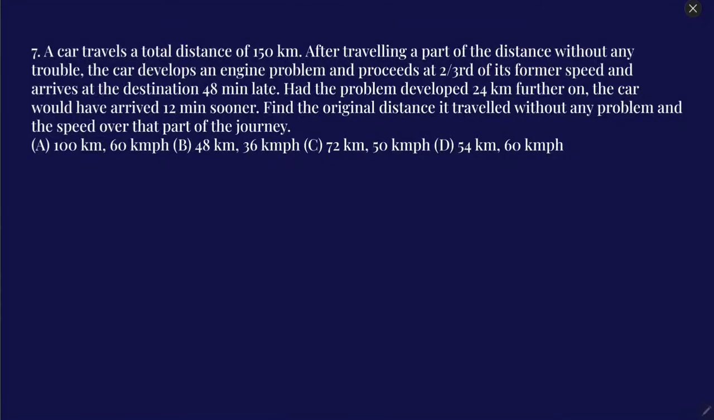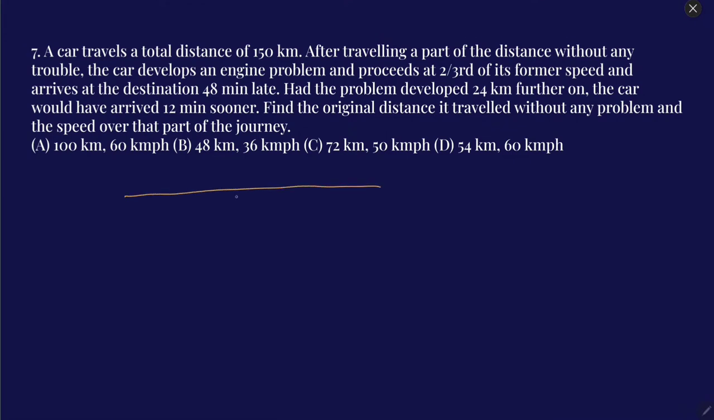Let's look at this question. A car travels a total distance of 150 kilometers. After traveling part of the distance without any trouble, the car develops an engine problem and proceeds at two-thirds of its former speed and arrives at the destination 48 minutes late. Had the problem developed 24 kilometers further on, the car would have arrived 12 minutes sooner. Find the original distance it traveled without any problem and the speed over that part of the journey.